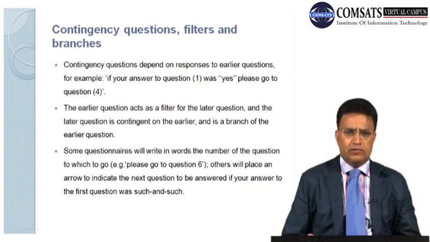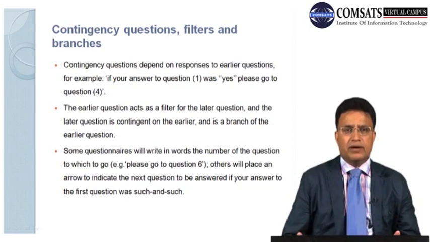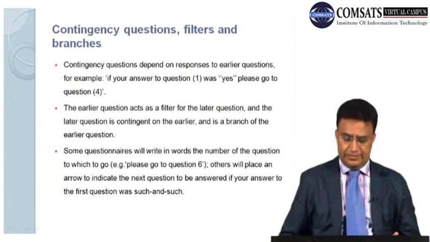Otherwise, place an arrow to indicate the next question to be answered if you answered the first question such and such. So basically it is referring to other parts of the questions. If you choose one option, you are directed to skip some of the questions and attempt others. And if your choice is the other way around, you skip other types of questions and go to a particular section to fill in.